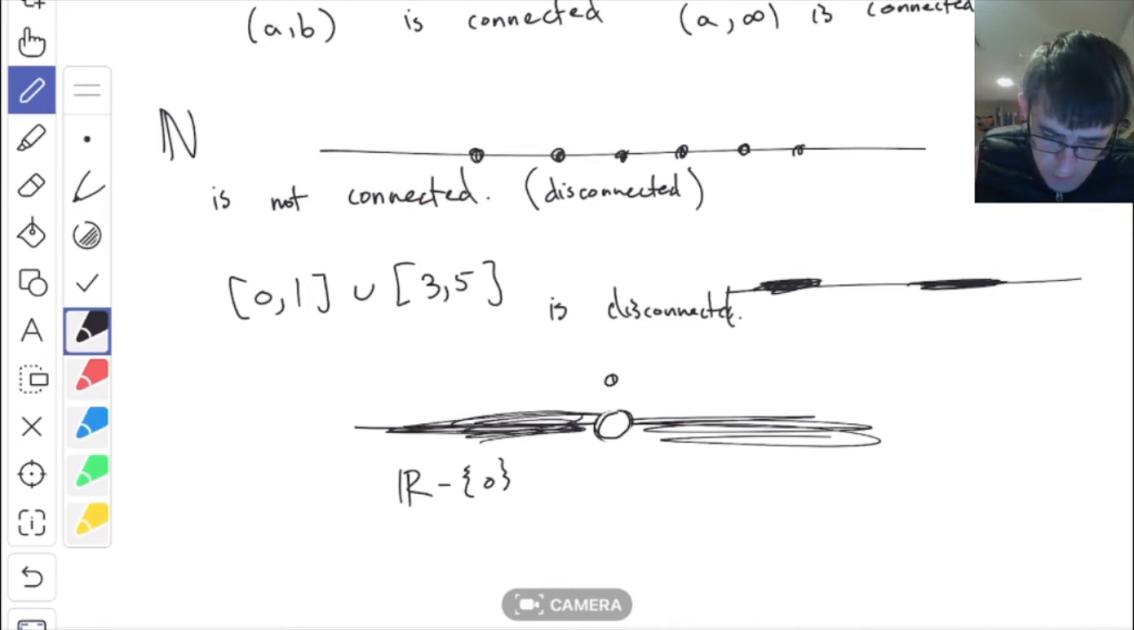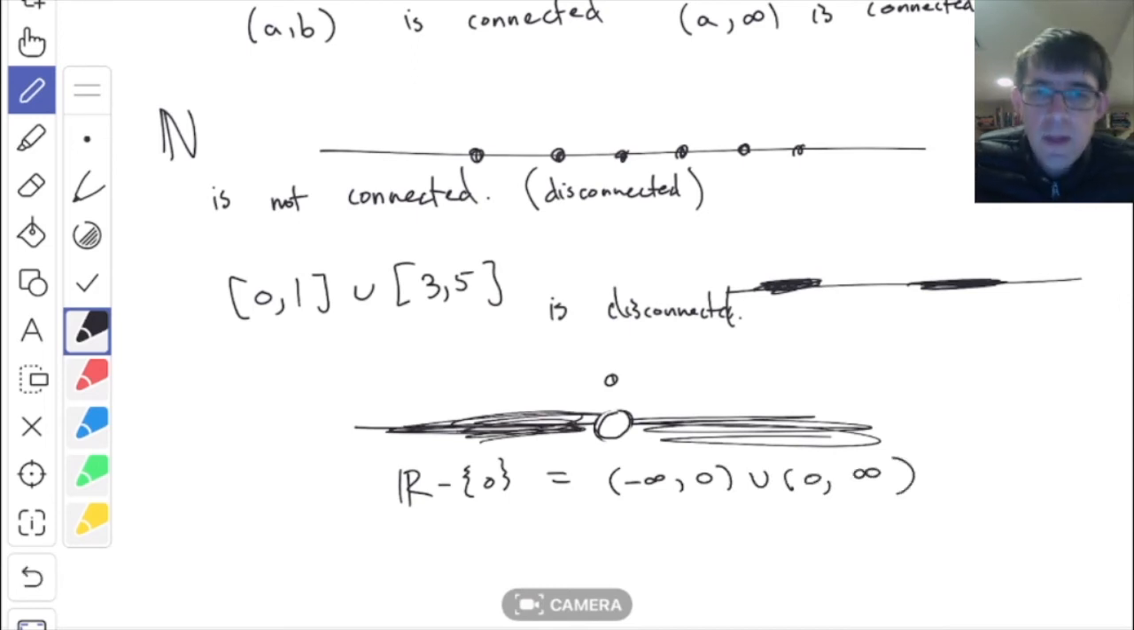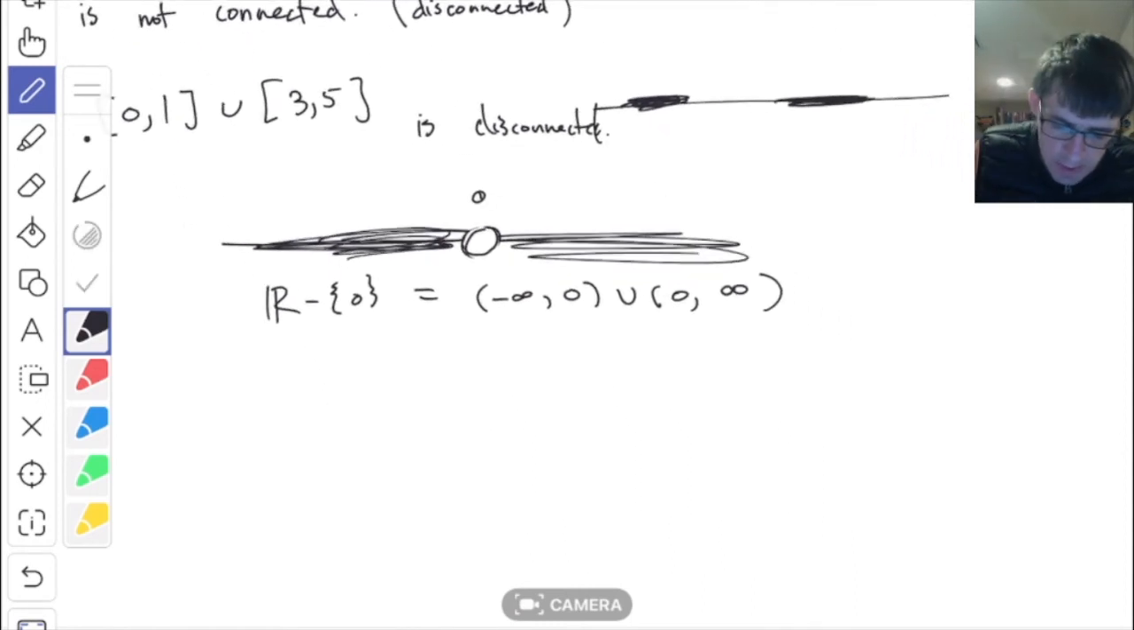Or if you want to, here's another way of writing the same set. Minus infinity to 0, open interval, union, open interval 0 to infinity. This is all real numbers except 0. This is disconnected because it's sort of in two pieces. Even though you might feel a little weird about this because the two pieces are kind of infinitely close together, they lack that point in the middle, which is supposed to be there to connect them if they were connected. So this is disconnected.